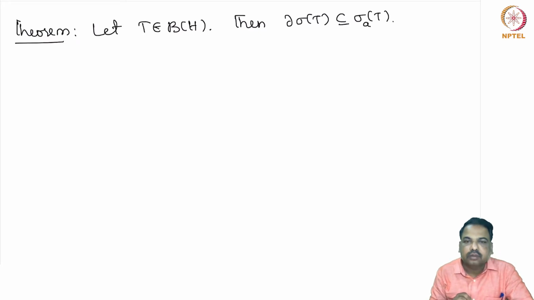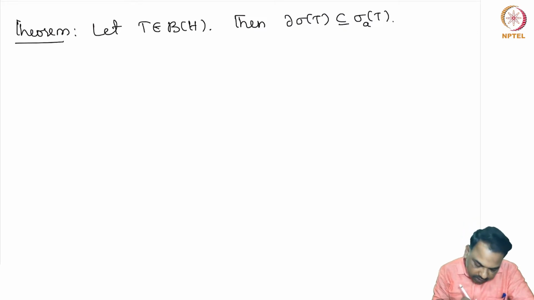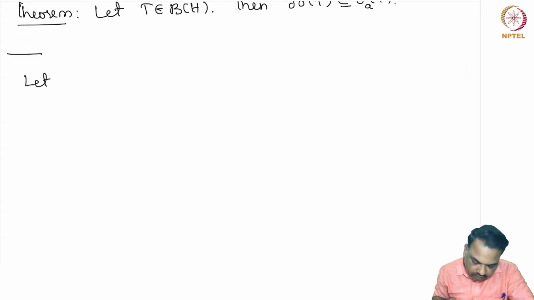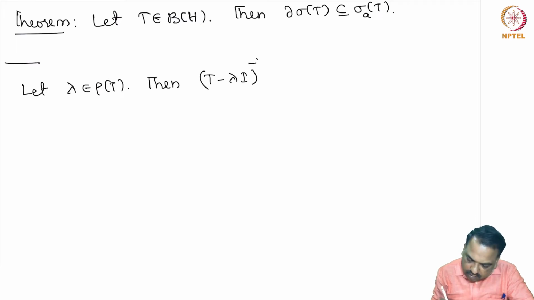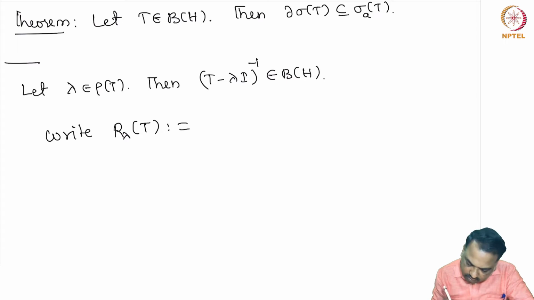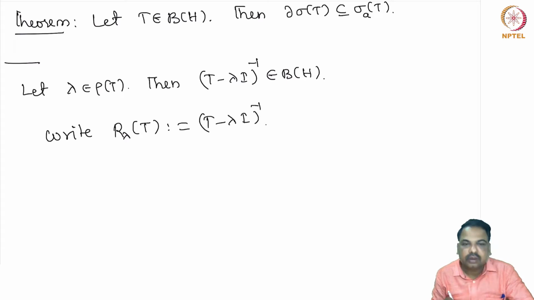To prove this theorem, we need an important lemma. So let us fix some notations before proceeding to the lemma. Let us take lambda in the resolvent of T. Then we know that T minus lambda I inverse exists and it is a bounded operator. So we write this operator as R lambda of T. This is T minus lambda I inverse.